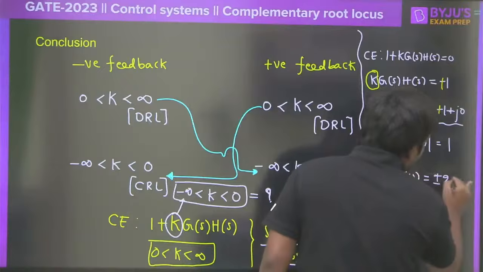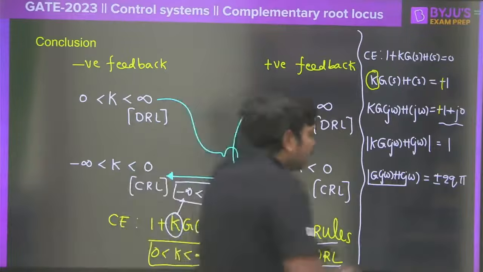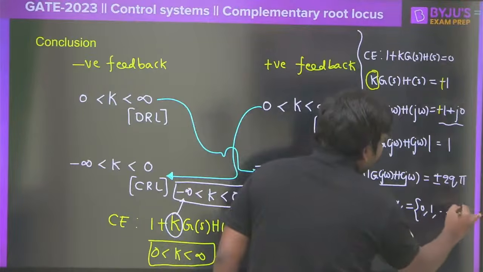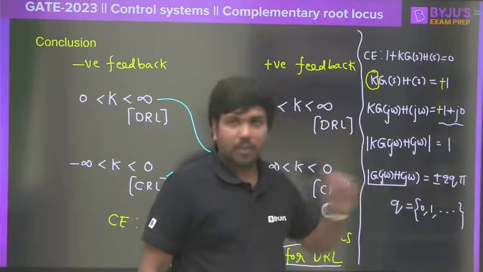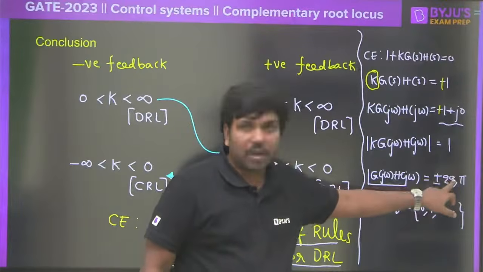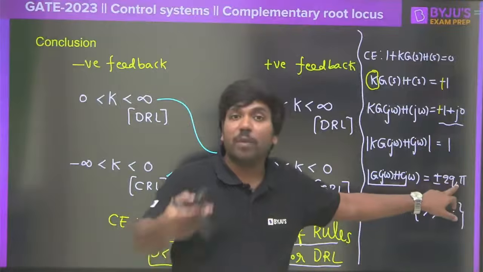2q into pi. That means even multiples of pi, correct? Even multiples of pi, where q stands for any value from 0, 1, and so on. Clear? So that means you will be having either 0 first, right? Even multiples. Suppose if you keep q equal to 1, 2 pi it will become. If you keep q equal to 2, then it will become 4 pi, right?